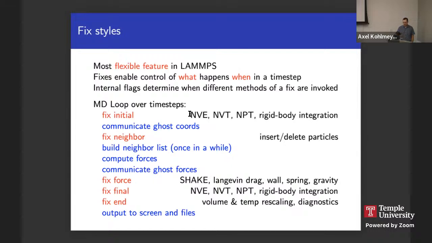So if you do initial integrate for the velocity Verlet or leapfrog, thermostats, barostats, neighbor fixes are like inserting or deleting particles, and then force fixes are like constraints, like a Langevin thermostat, a wall, spring, or gravity. And then you also have the final part of the time integrator, as well as some end-of-step fixes, which are like temperature rescaling or diagnostics.